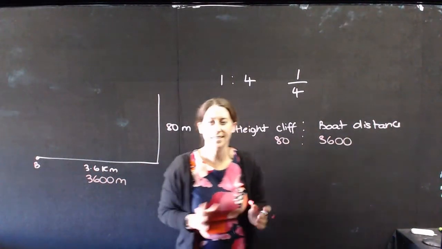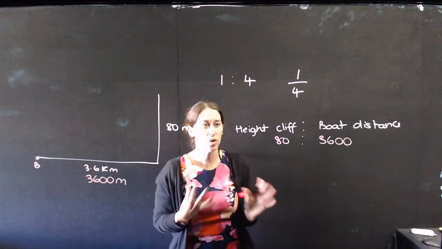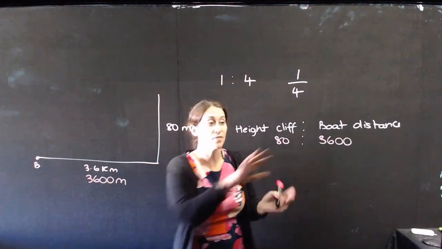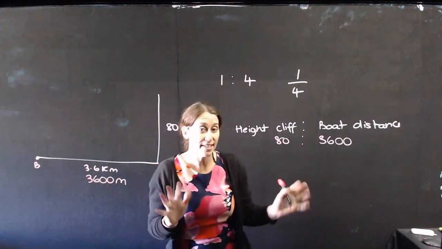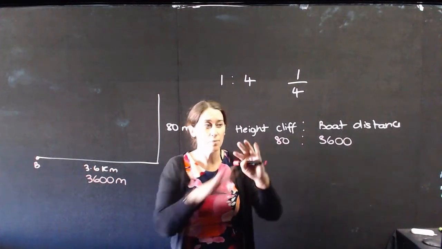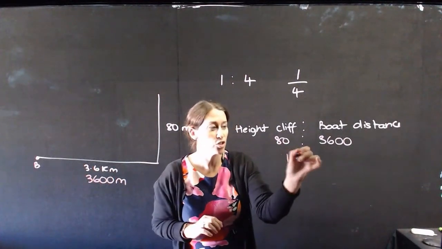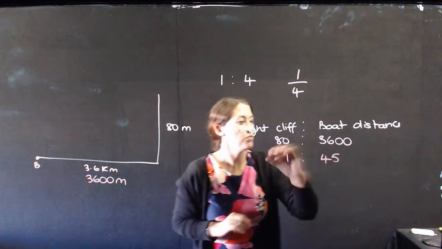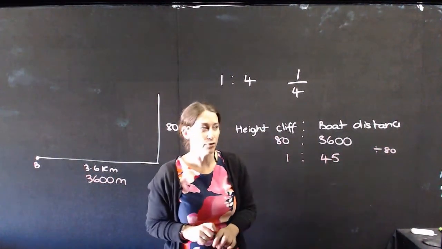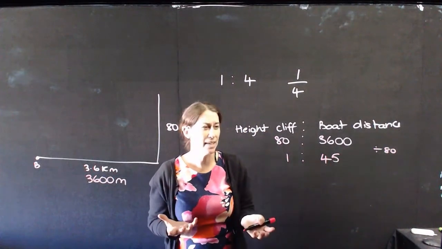Now that's not very easy to interpret, so what we want to do is try and simplify this ratio as much as we can. And it just so happens that these numbers both divide equally into 80, which makes it easier to interpret. It's not always possible to make it nice whole numbers with a 1 to something. If I divide both of these numbers by 80, that's what I did, by the way, I get 1 to 45. Now, what does that mean?